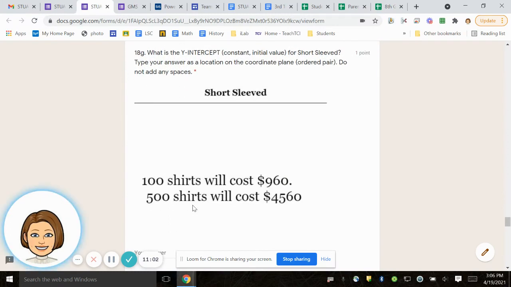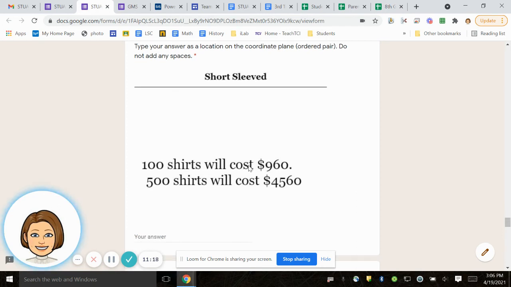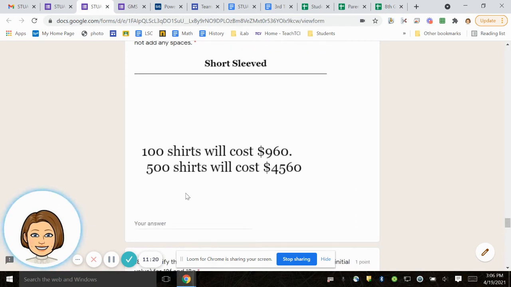For 18G, you actually have to do some math to figure out the y-intercept. You know the slope. You know you have a point here. You have an x and a y. You're going to substitute your slope and your x and y into the equation y equals mx plus b to solve for b. When you solve for b, you'll get a number, but make sure you write your answer as an ordered pair.